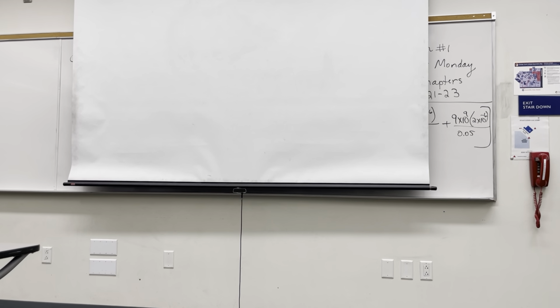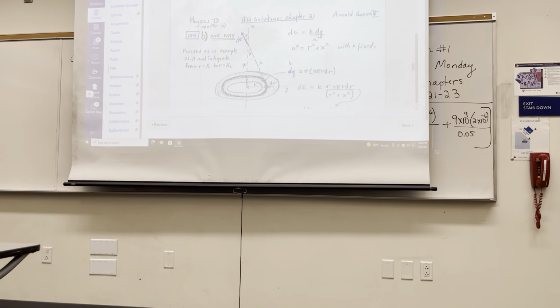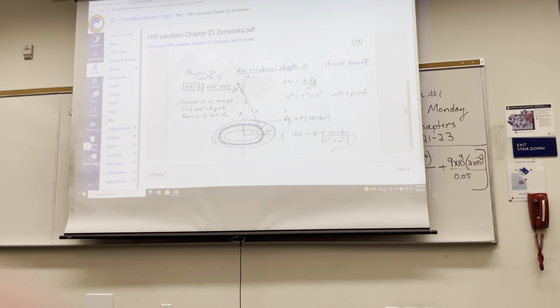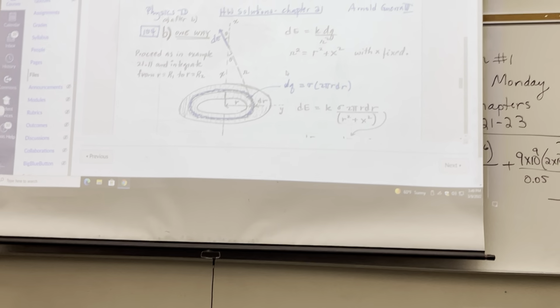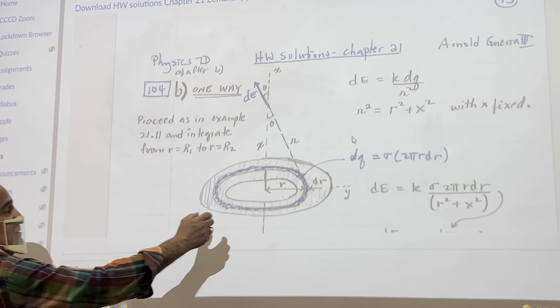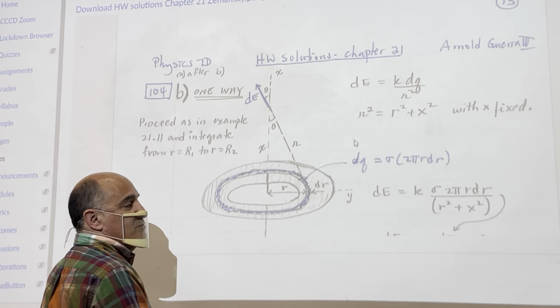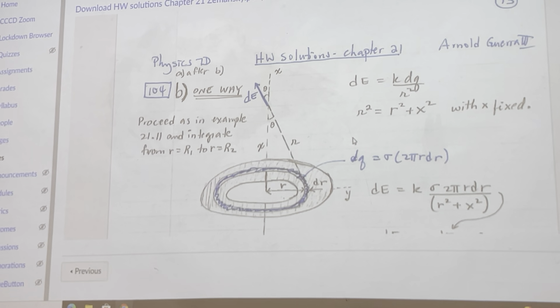So this is the disk. It looks to me like this is the disk problem, except that instead of integrating, starting with the ring with r equals 0 all the way up to r equals capital R, you integrate from, I guess, R1 to R2, right? That would be the only difference.